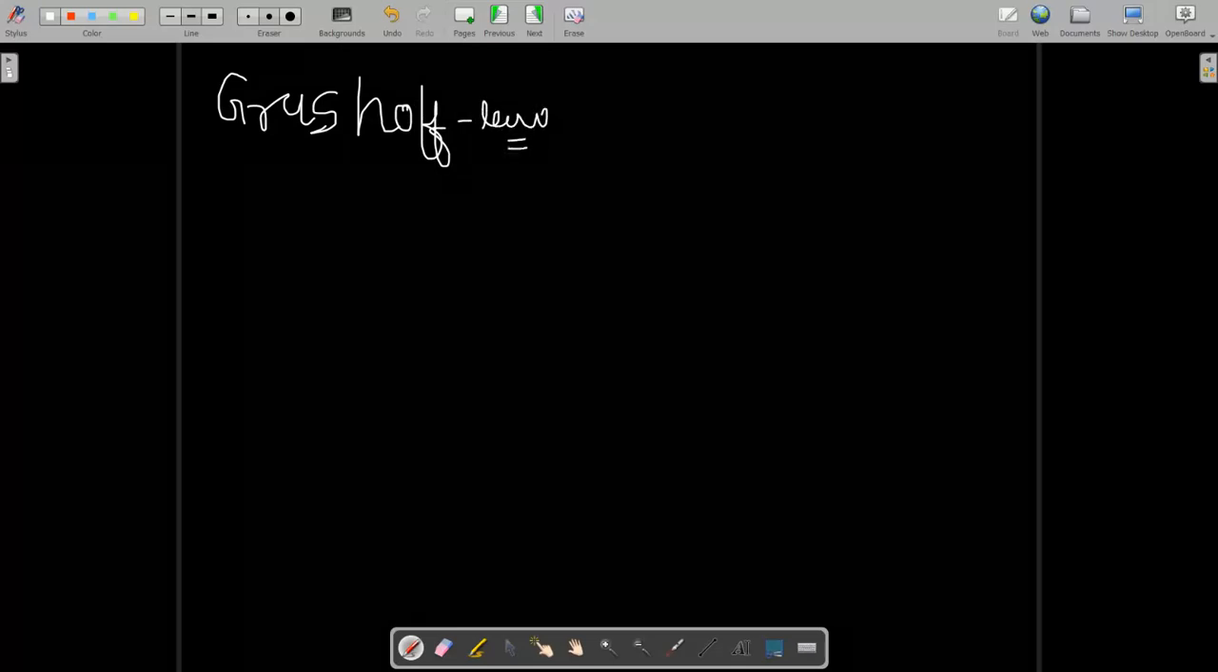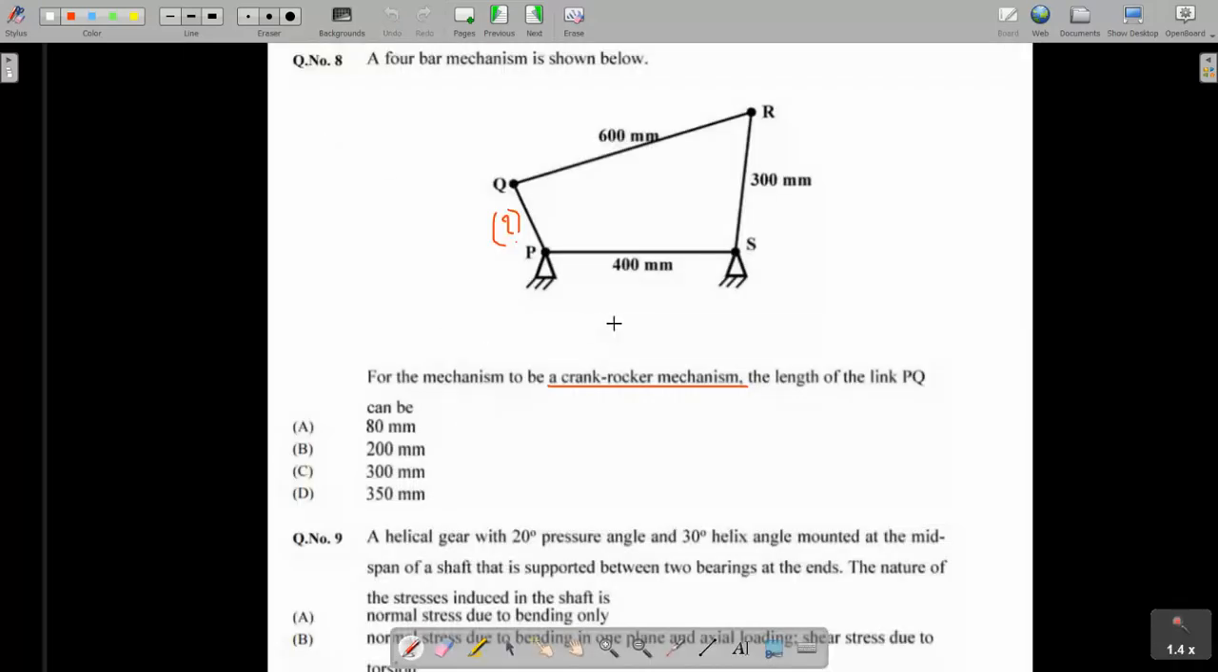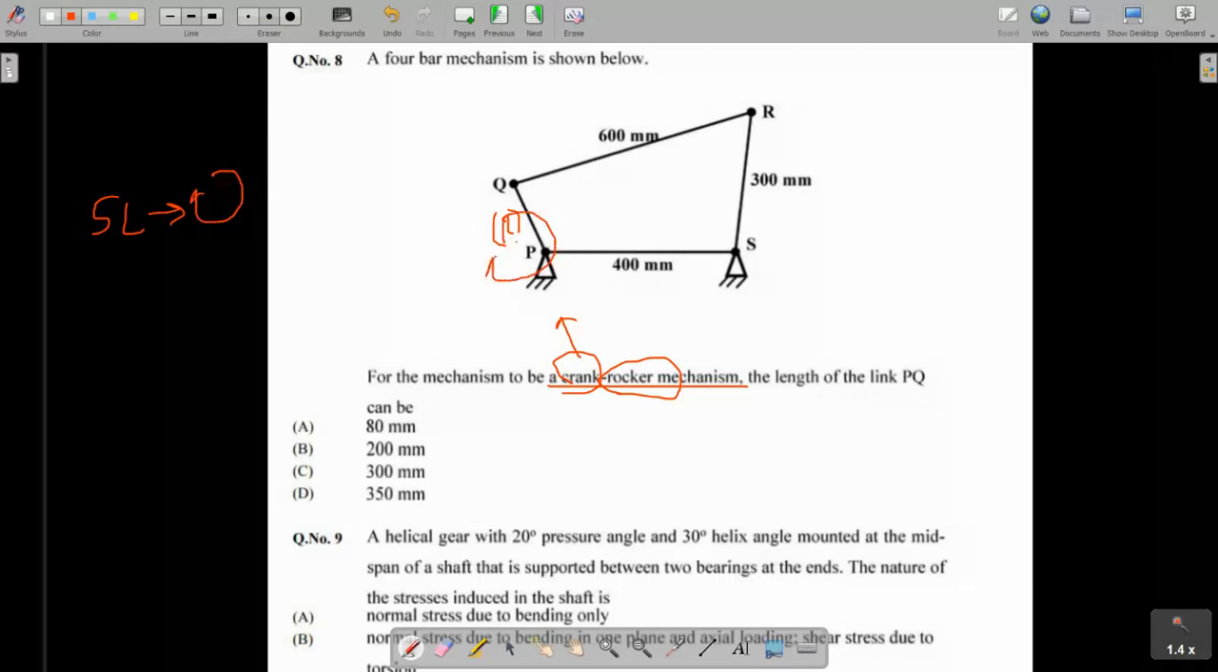If it doesn't satisfy Grashof's law, then this mechanism would not be generated. And what is the meaning of crank and rocker? Here the crank means the shortest link will rotate one full revolution. Suppose this link will rotate one full revolution, and rocker means one of the links, suppose this link RS, will not rotate completely but will oscillate with some displacement like this, while one link makes a full revolution.